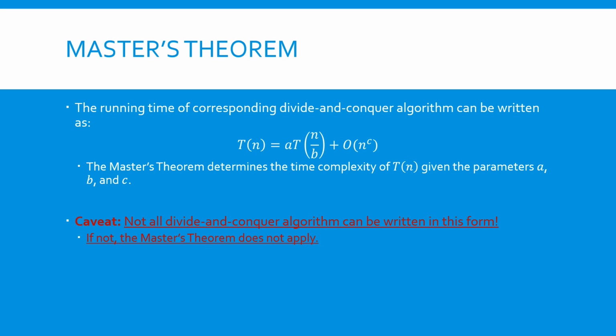A very important caveat to clarify here is that there are still divide and conquer algorithms that do not fit into this paradigm. For example, we assume all subproblems have the same size, while there are divide and conquer algorithms that split subproblems into different sizes. As a result, if a divide and conquer algorithm does not follow this paradigm and cannot be described using the parameters A, B, and C, we cannot use the master theorem to determine its time complexity.